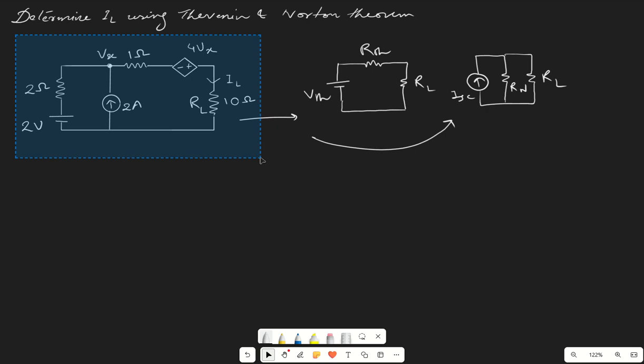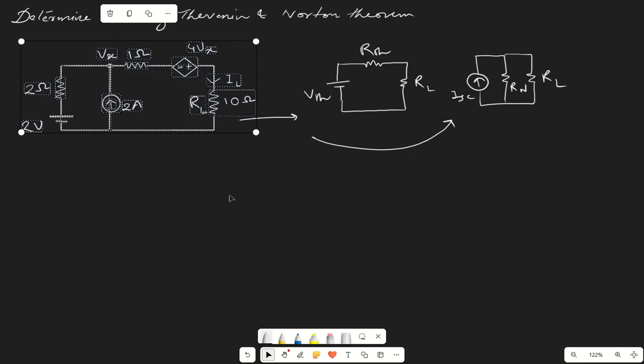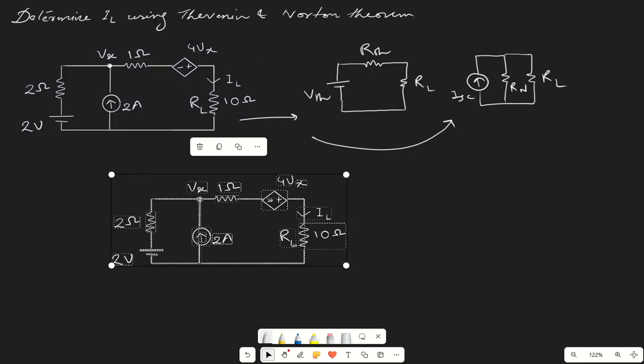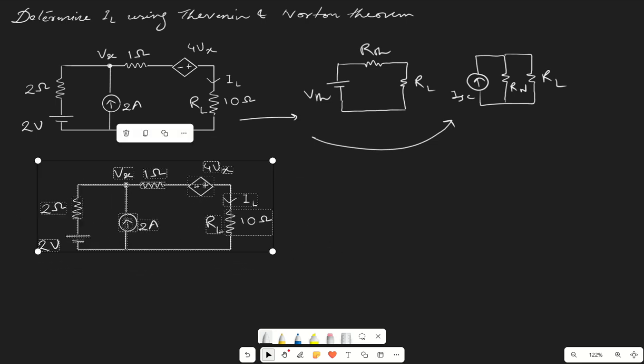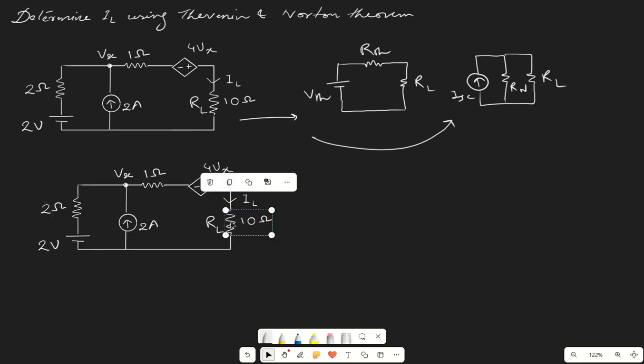So for determining VTH, let us redraw the circuit again. So this is our circuit. So now in order to determine VTH, what we have to do, we have to remove the load and we have to determine the voltage across this terminal. That means we have to determine VTH here.